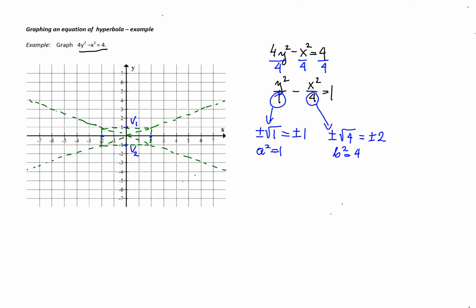We start with the vertex and go in the direction to the asymptote to the right and to the left. And then we'll repeat the same for the bottom branch. And this is the graph of the hyperbola 4y squared minus x squared is equal 4.